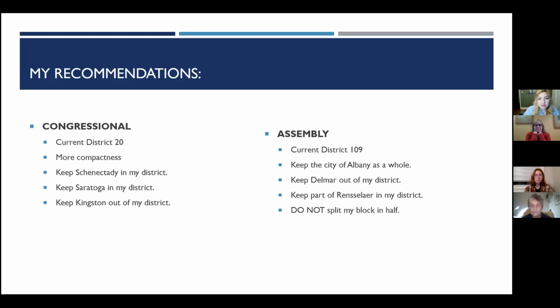And I want to keep part of Rensselaer in my district because, as I said, I do actually frequently go to that area, funny enough, because the train station's there, there's a really good bakery over there, and I don't mind having that part in my district. And I do know my block split in half. That's probably what I would start with, is don't split my block in half. I don't want to be erroneously separated out from an area that I drive through literally every single day. I don't want to be cut out of that district. And those would be my recommendations to the commission.